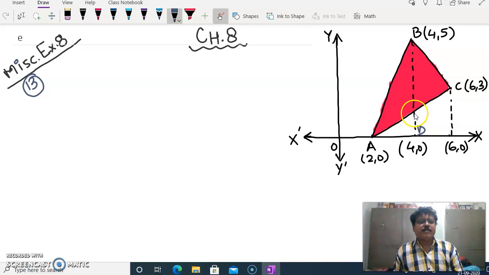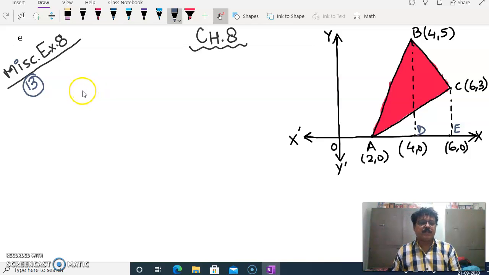Now from 4 to 6, the area bounded by line BC is this one. You can say it is a trapezium BCED. Whereas from 4 to 6, the area bounded by the line AC is this particular white trapezium below the pink one. So the area of the triangle has been divided into two parts, which we will be finding through integrals.